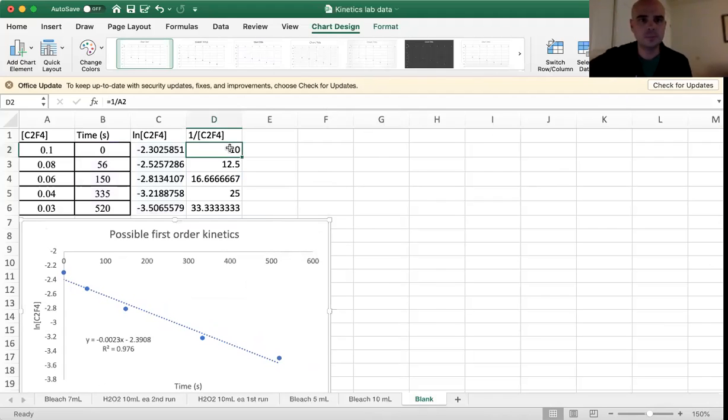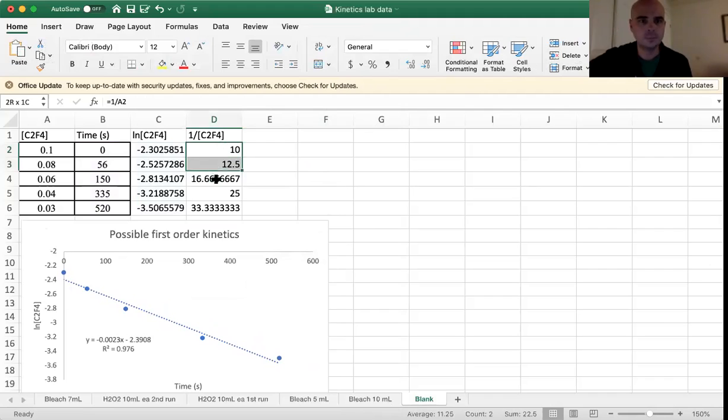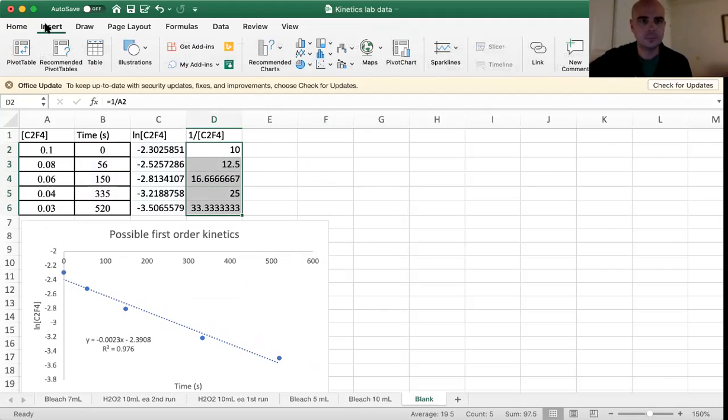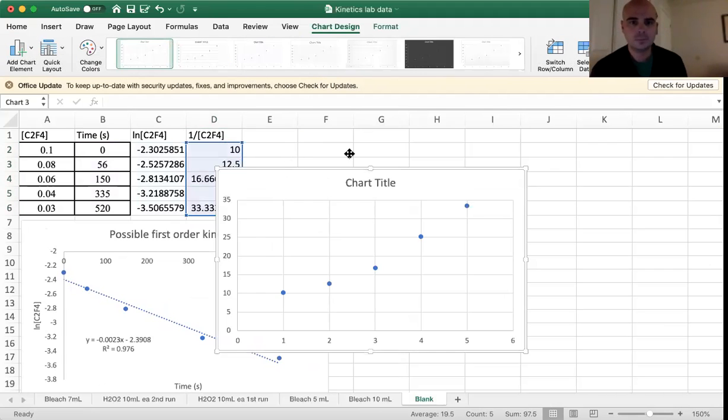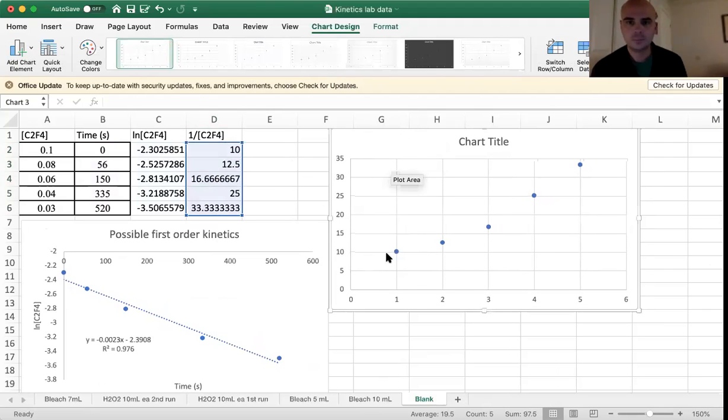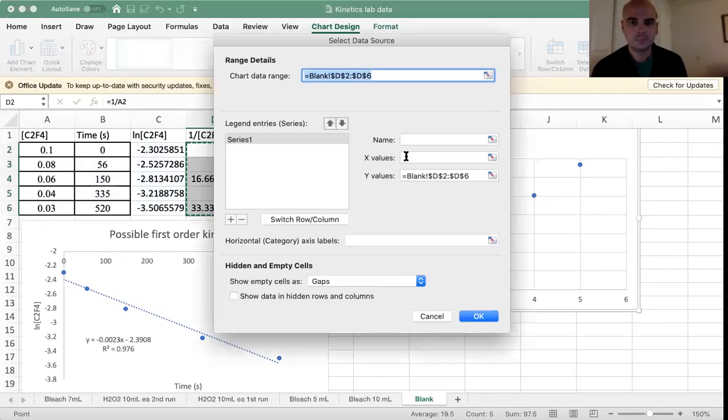So we're going to plot this 1 over and see what happens with it. See if we can tell the difference between our two graphs. So this one needs to be graphed against time also. So let's put the time values in.